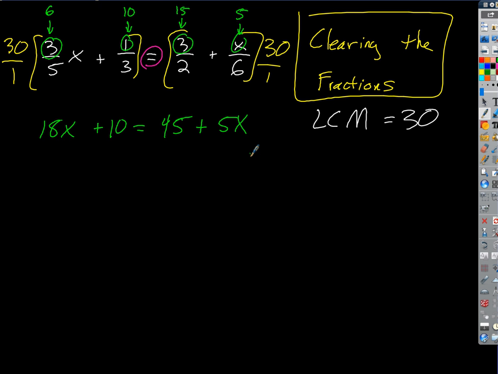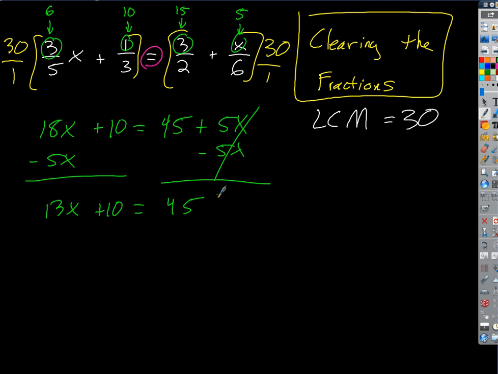Actually, let's go a little further. There's one more point I want to make about this. Can I isolate x yet? Not quite. There's 2 x's. What do I have to do to get a single x? Subtract 5x. Good. So if I do that, I end up getting 13x, good, plus 10 equals.